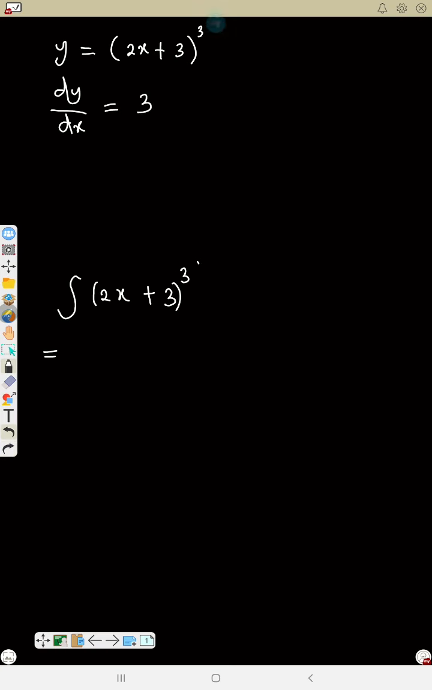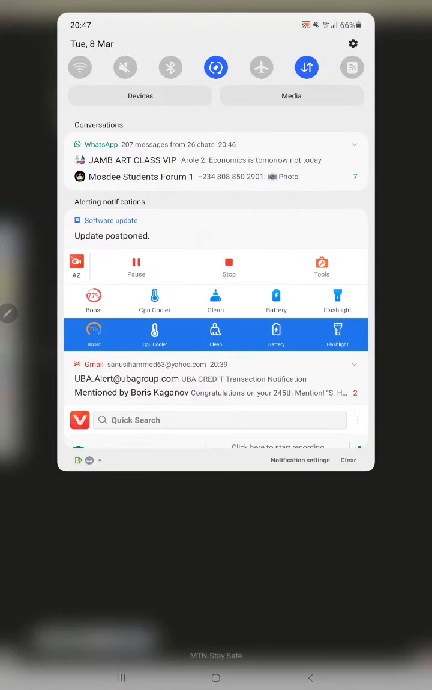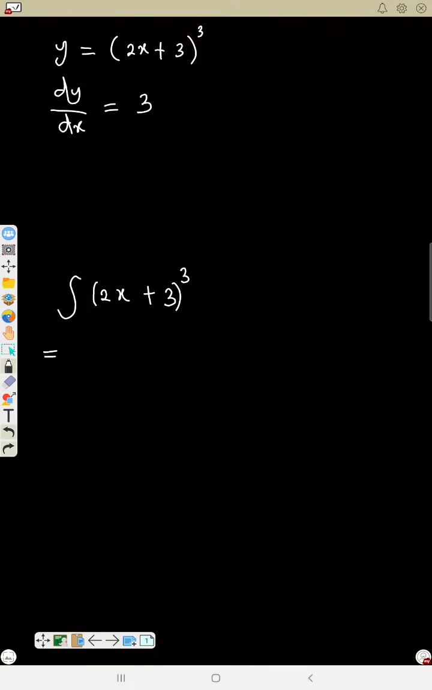Now the same thing is what you will do here. You will write the power. But before you write the power, you add 1 to it here for integration. Now for integration, you add 1 to the power first, making 4. So add 1 to the power first: 3 plus 1, making 4. That 4, turn it upside down. That will be 1 over 4. That is always the first step for integration.